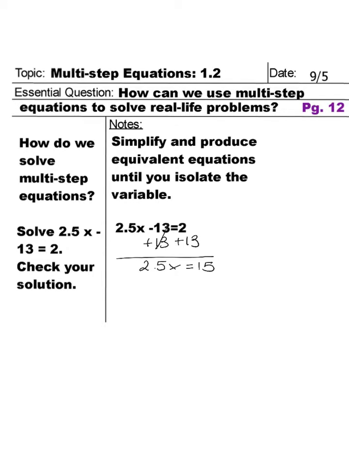Again, I'm working from the outside in. Now I have a 2.5 I have to get rid of, so what do I do? Divide. So I'm going to divide by 2.5 and divide by 2.5. These cancel out because they're inverse operations, multiplication and division. And then I have a 15 divided by 2.5. You can plug that in your calculator. You're more than welcome to use calculators because I'm assessing solving equations, not basic operations. And 15 divided by 2.5 is what? 6. Yes?